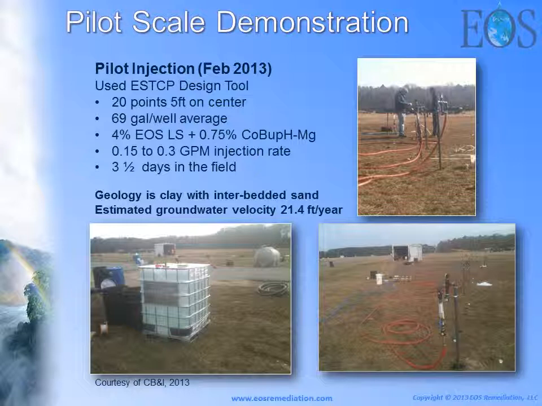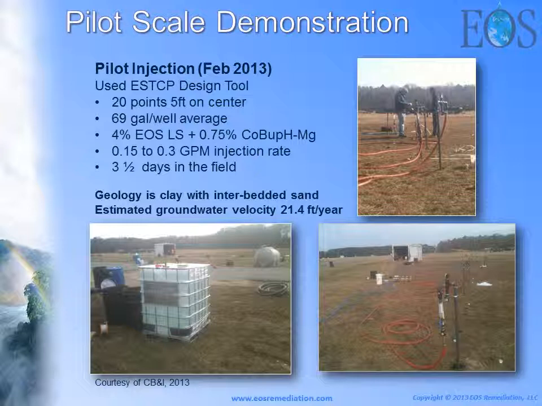They injected about 69 gallons of dilute EOS LS with CoBuff at a 4% to a 0.75% ratio, and the rest of that solution would have been water. And then they got injection rates of about 0.15 to 0.3 gallons per minute, and it took them a little over 3 days to do this entire field project.